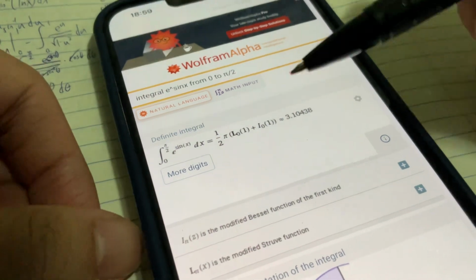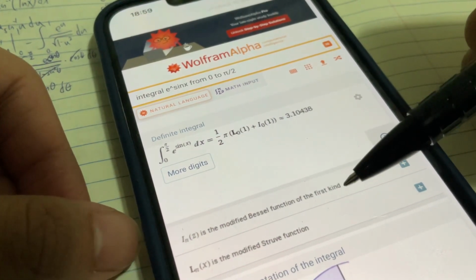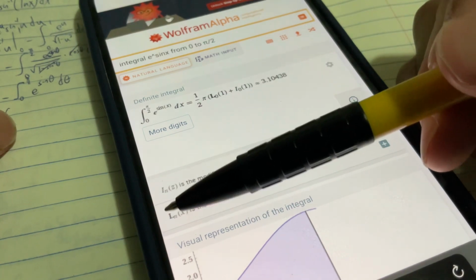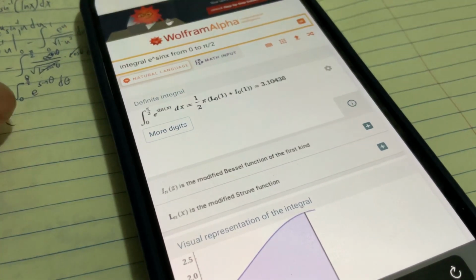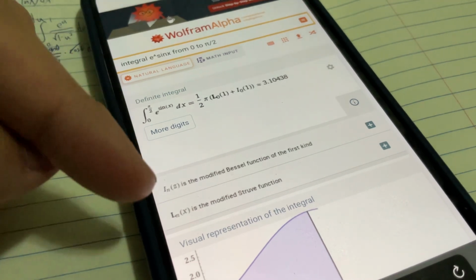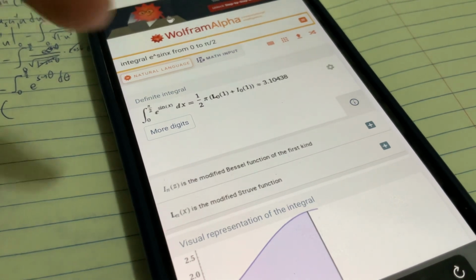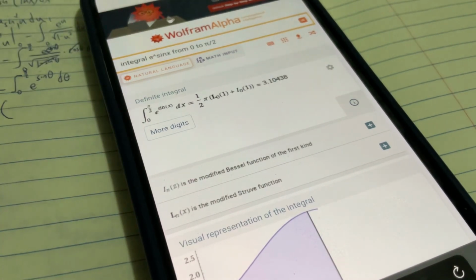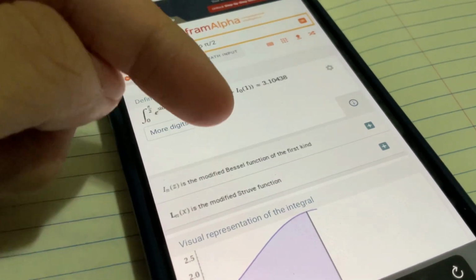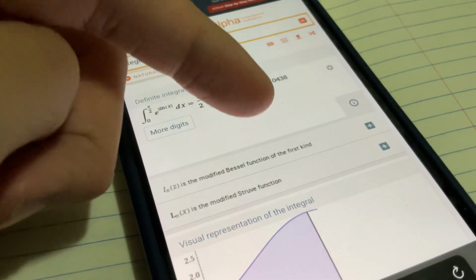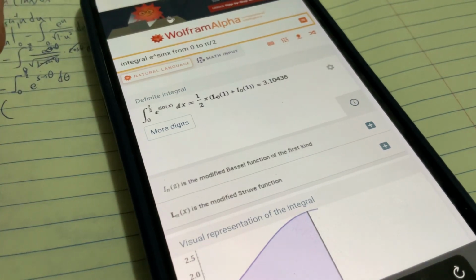L0 is a modified Struve function, and the I of n is the modified Bessel function of the first kind, and this L of n, big letter L, and n is just a constant here. Big letter L is the modified Struve function, and this is the Bessel function. I like to call this the Bessel function, and this the Struve function. And I will introduce them to you in a later video.